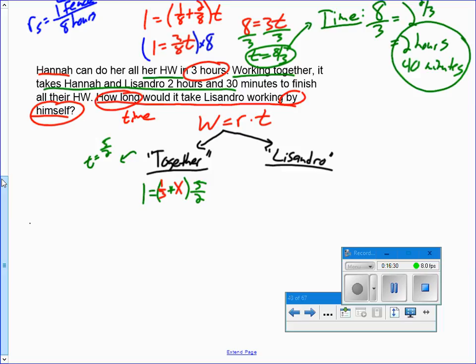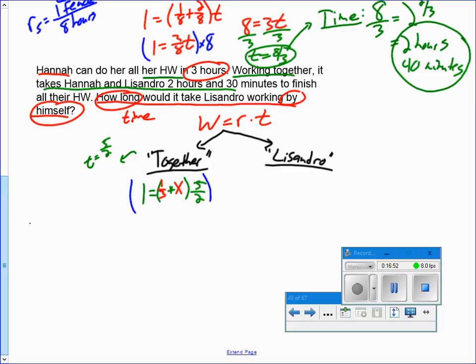So again, in setting that up, we're just looking to identify each piece. So we have to identify the work that's being done. It tells us the amount of time that it takes. We can figure one rate out from the information given, and the other rate we're going to have to solve for. So at this point now, we're going to go ahead and solve this like a linear equation.